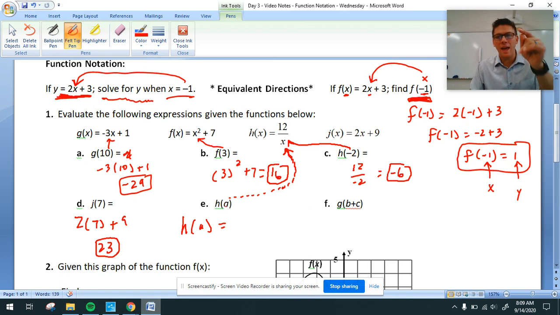So I'm plugging in a for the x. My answer? 12 over a, and that's it. You can't simplify it down to a number, and that's okay. It's just asking us to plug in that value.